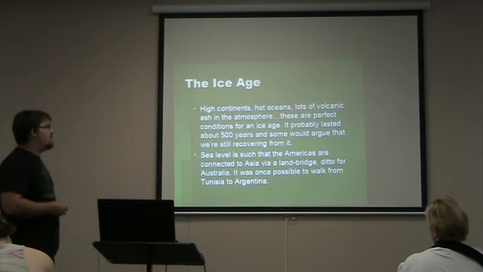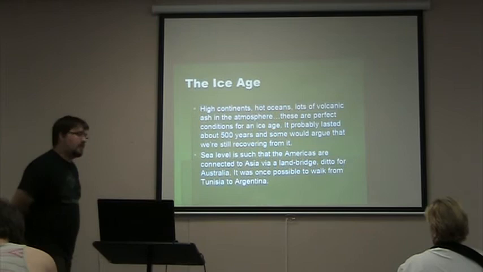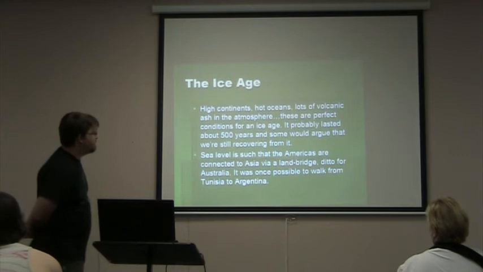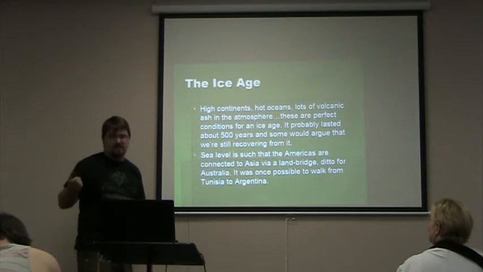We have high continents, hot oceans, lots of volcanic ash. Sea level is much lower. You have lots of water trapped on the continents. You have high continents, you have deeper oceans, and you can walk from here to Tunisia. You can walk from here to Australia. No problem if you got a good pair of walking shoes. Americans are connected to Asia via land bridge. It's been scientifically proven that Native Americans are genetically related most closely to the Chinese, to Asian peoples. Okay?